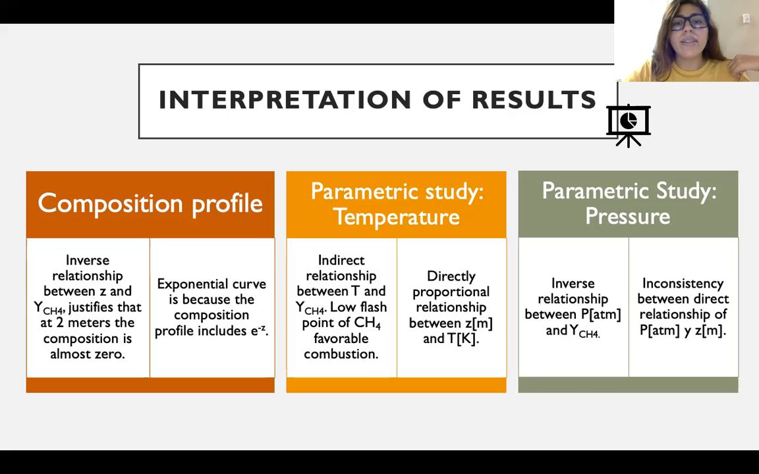For the parametric study of pressure, there is an inverse relationship. For pressure greater than 5 atmospheres, the composition will tend to 0. A directly proportional relationship between height and pressure was observed, giving a possible error because the parametric study is based on the composition profile and they maintain an inverse relationship.